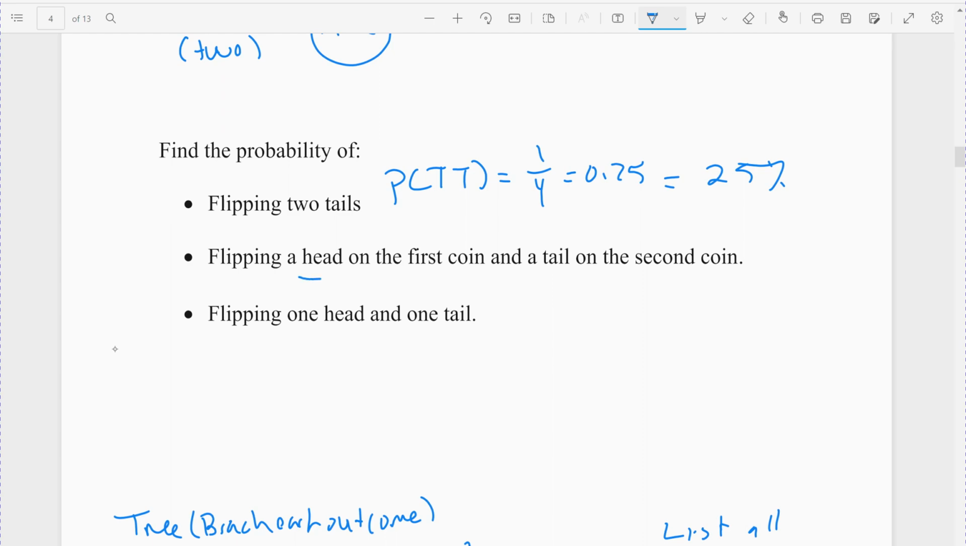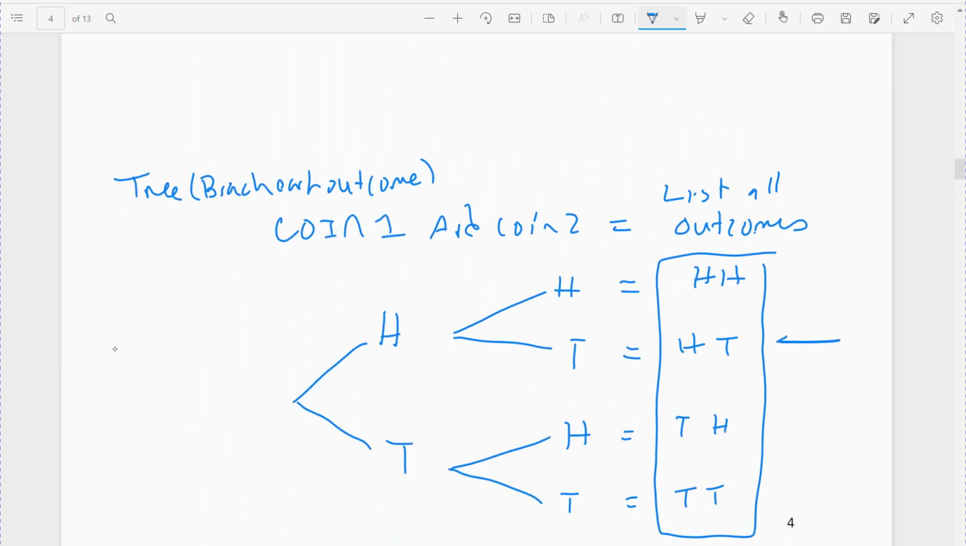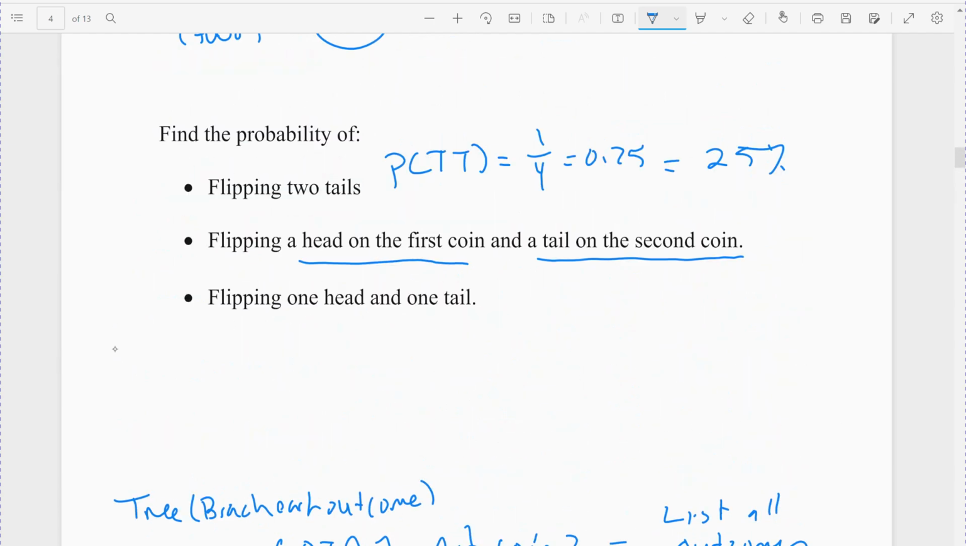Alright, flipping a head on the first coin and a tail on the second coin. Well, that's again also one of my outcomes. That's this outcome: head on the first toss, tail on the second. So that also has the probability of heads, then tails. Well, that was one of my 4 outcomes, same as this one. 25% chance.